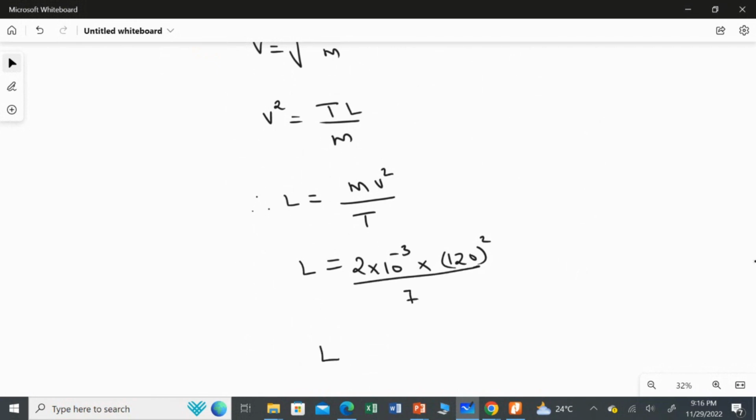Now I have to calculate the value of the length. So 2 multiplied by 10 power minus 3 multiplied by 120 square, which is speed, over 7, which is tension. I got the answer as 4.114, so I can write 4.11 meter. This is the answer for the first question. Clear? And we have one more question.